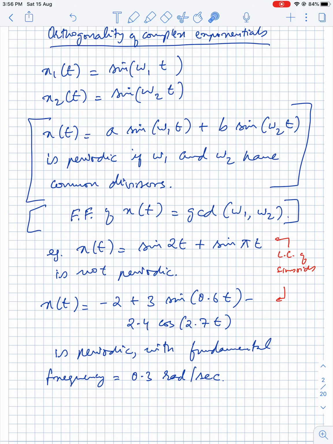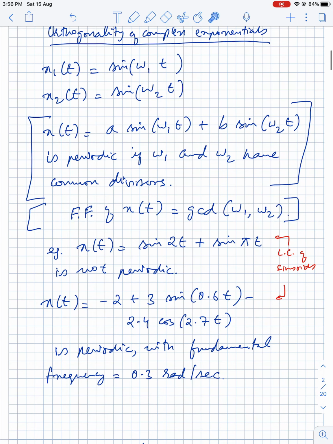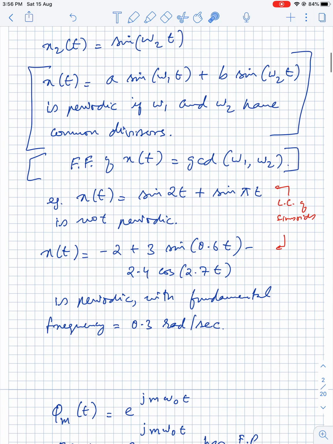The answer to that is the x of t will be periodic if omega 1 and omega 2 have common divisors, and the fundamental frequency of the linear combination is the GCD of omega 1 and omega 2. This is actually one of the exercise problems in the previous chapter. You can have a look at it. In chapter 2, I think, yes, this was there in chapter 2.